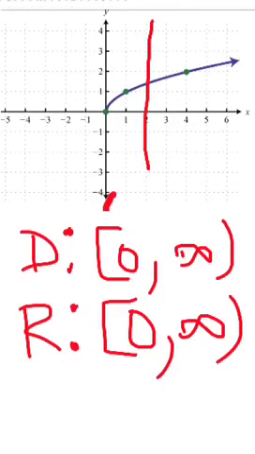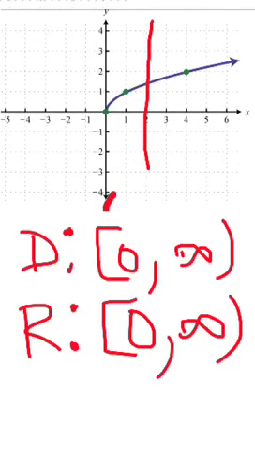Another thing you can find using a graph is determining if the graph is a function or not, by using what's called the vertical line test. All you do is just draw a vertical line, and if the line only intersects or touches the graph at one point, then that graph is a function. So the vertical line test confirms that our square root graph is indeed a function.